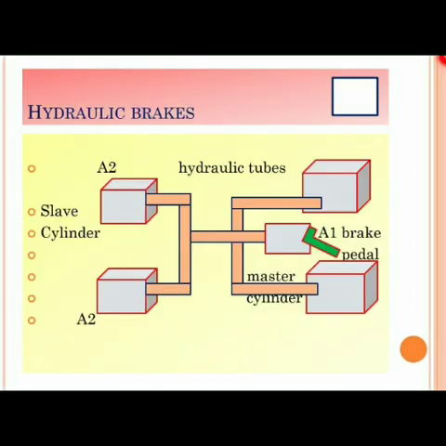An example of the application of Pascal's law is hydraulic brakes. Students, as you can see in the diagram, there are four cylinders which are called slave cylinders, represented by A2. There is one more cylinder in between, known as the master cylinder, represented by A1. The green colored pedal is called the brake pedal, and all these cylinders are interconnected by hydraulic tubes. So this gives you a schematic diagram of the hydraulic brakes.